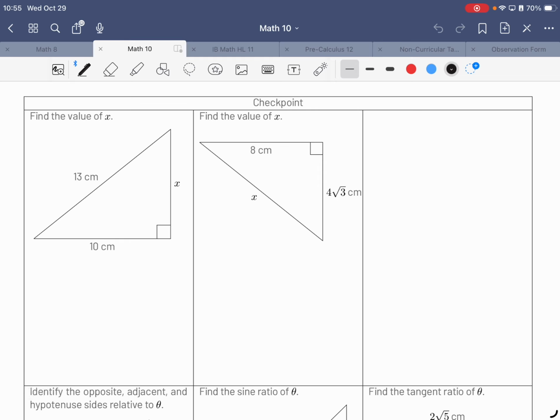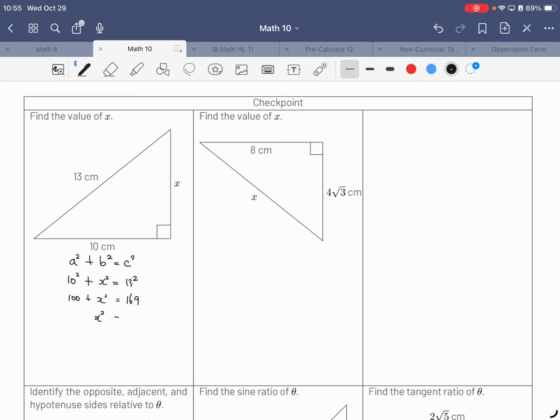The first thing I'm going to do is write down the formula that is needed to solve for the unknown side of the triangle, which is the Pythagorean theorem. So I know that a is going to be 10 squared, and b is x squared, and c is 13 squared. That's 100 plus x squared equals 169.